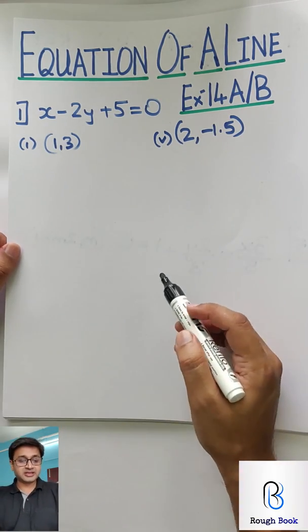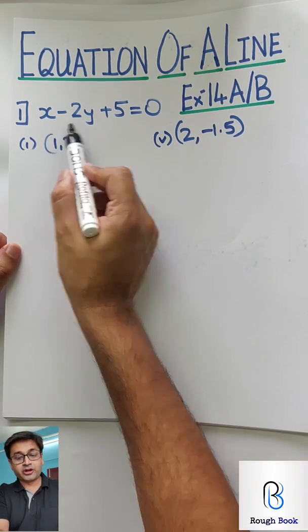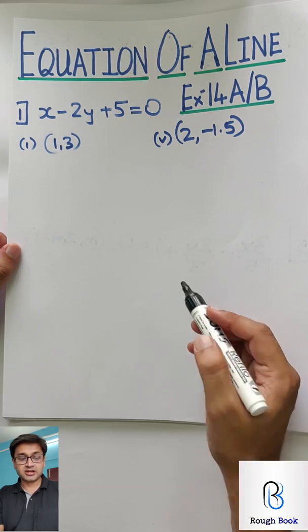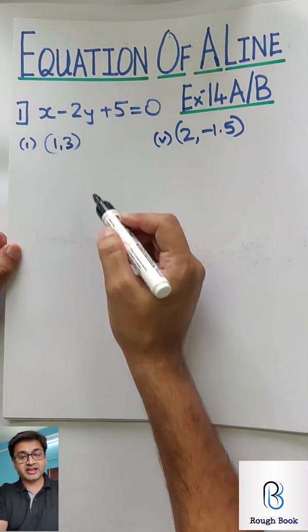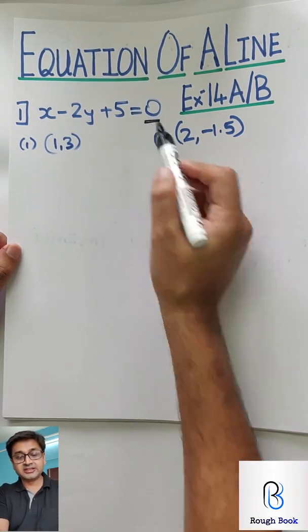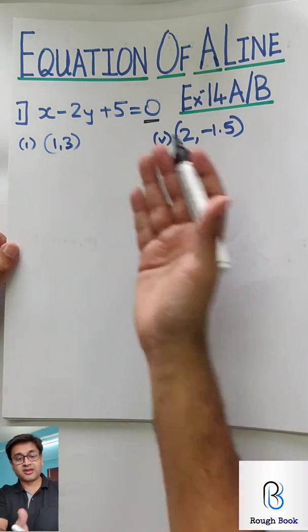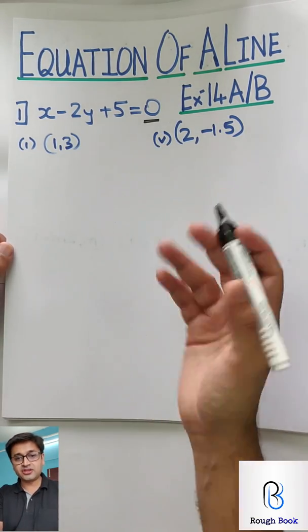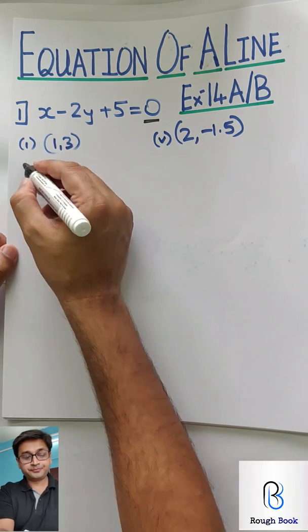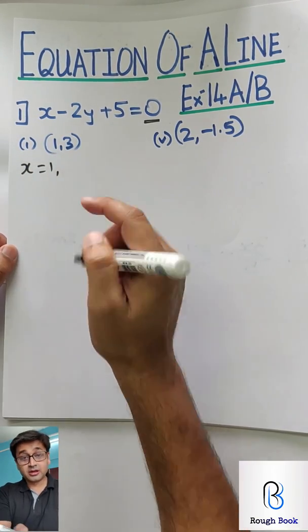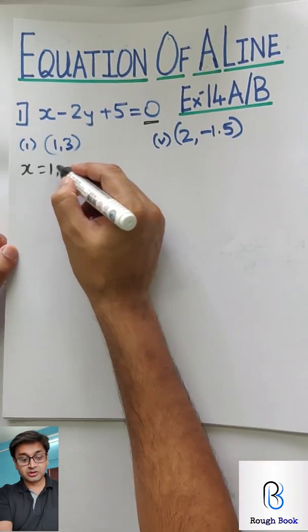The first sum, they say you have to find out whether this point is lying on this line or it doesn't. You just consider x as 1, y as 3, and take the LHS. If the answer is equal to 0, it matches, and therefore the point lies. If it doesn't match, it doesn't lie, right? Let's begin. So x is 1. Pause your video and start, please. You can do it on your own.